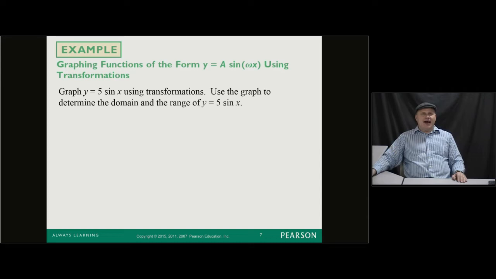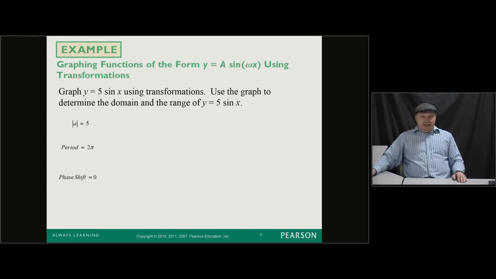So what does the 5 do to the problem? Remember, that's just a stretching factor, and we call that the amplitude. So the amplitude here is 5. It just basically changes the height to 5. And we use the graph to determine the domain and the range of this function. So the absolute value of a is 5, so that's what we call the amplitude. It's the stretch. The period is 2 pi.